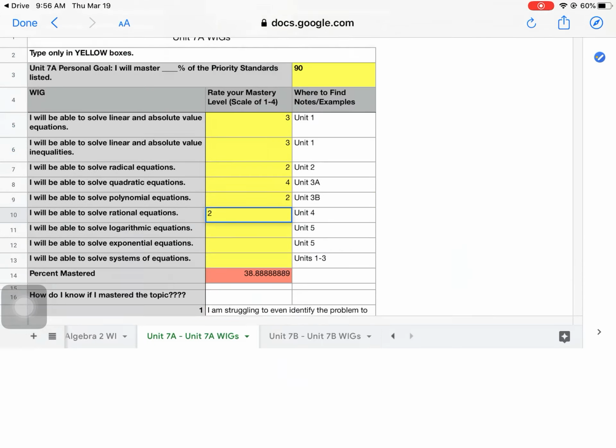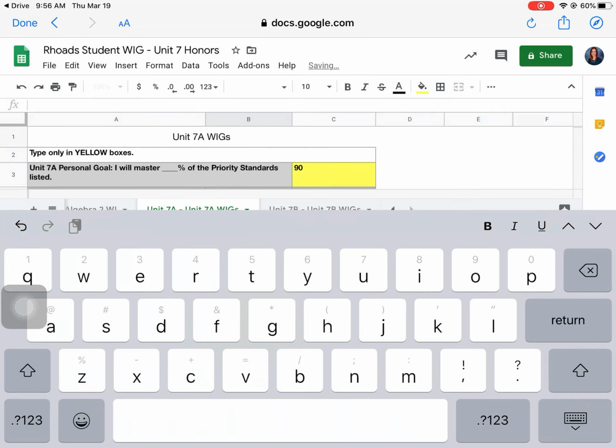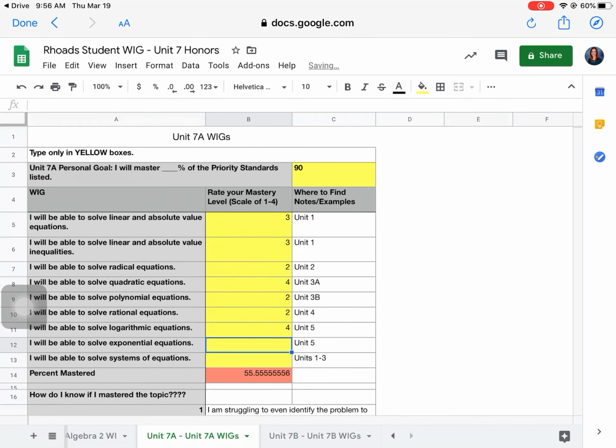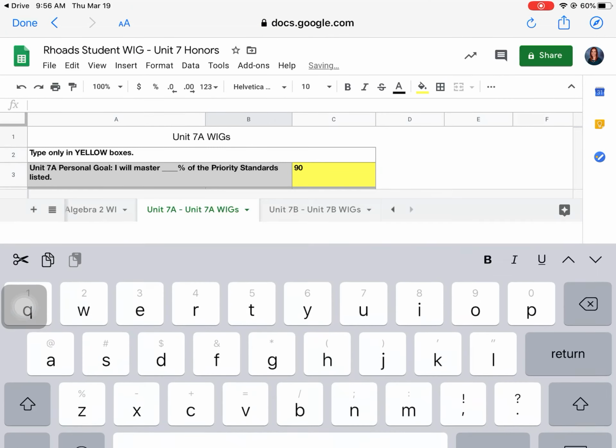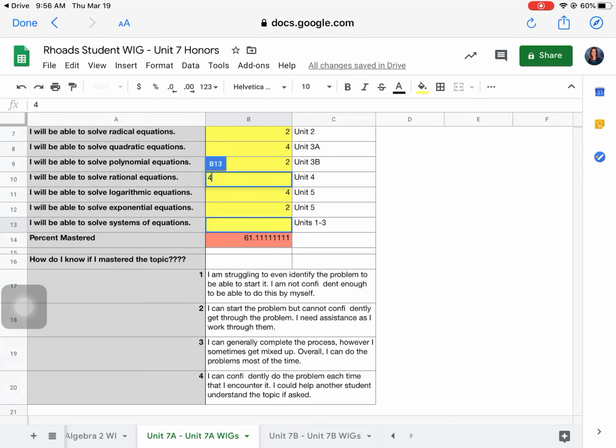Again, you are welcome to look at your notes, look back and see. Maybe I'm real good at logarithmic. Exponential maybe were harder for me, but systems I am so good at.